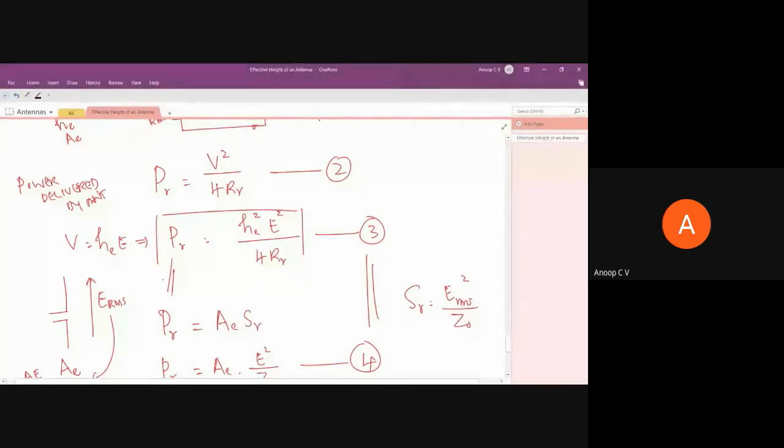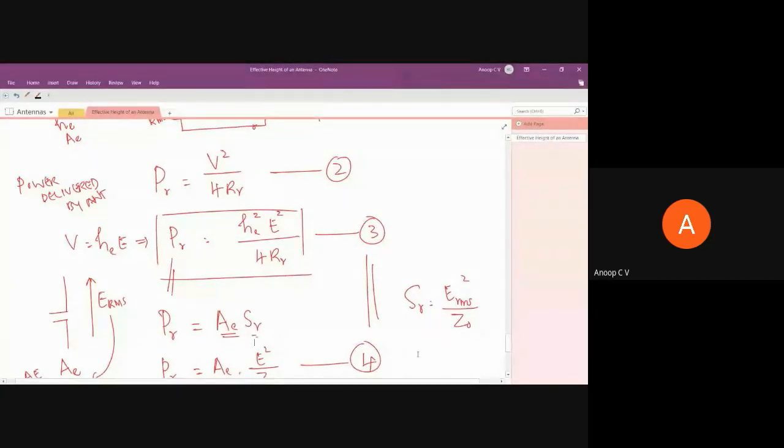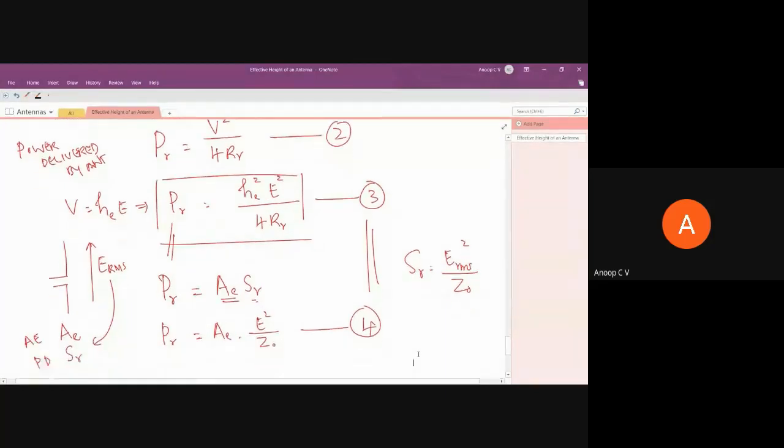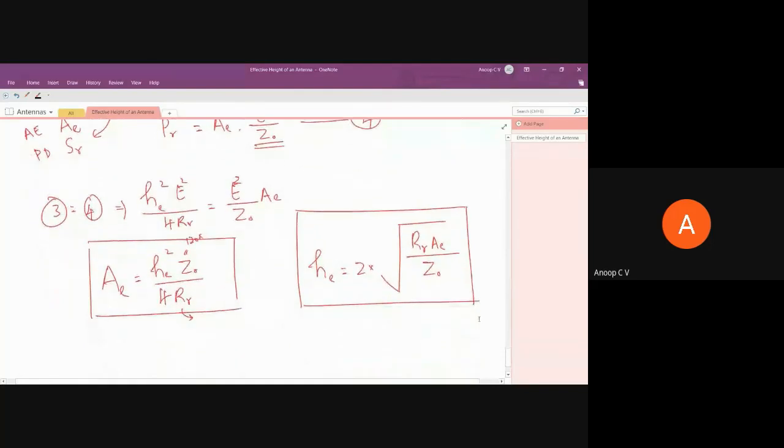Then the same thing can be expressed in terms of effective aperture, as A times SR, where SR is the RMS field intensity divided by Z naught, the intrinsic impedance of free space, equal to 120 pi. If we equate equations 3 and 4, we get the relationship between HE and AE. That was our agenda for today, and it is done.